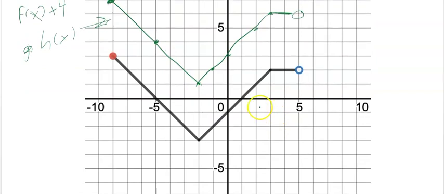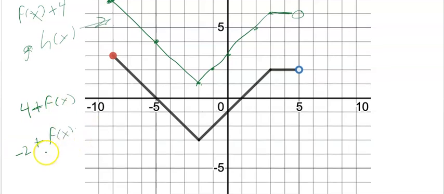So what you need to walk away from is that rule that when you add a number to the end of a function, or even you could do f of x plus 4 is the same as 4 plus f of x. Don't forget that. And if you had a negative 2 plus f of x, it would be the same as what we did in the first problem you did on your own. So putting a negative 2 and adding the function is the same as subtracting 2 from the function. Putting a 4 and adding the function is the same as adding 4 to the function.